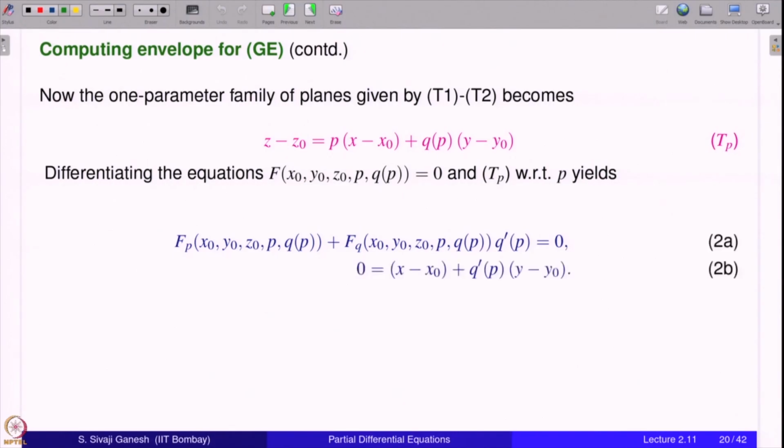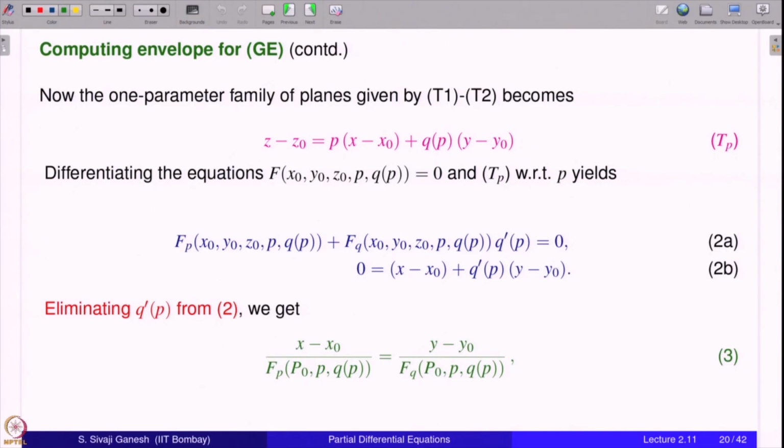These two equations. You differentiate this equation, you get 2a; differentiate the Tp equation, you get 2b. From 2a and 2b, you can eliminate q prime p, and we get this: x minus x naught, y minus y naught is proportional to fp, fq. Okay, something we got.